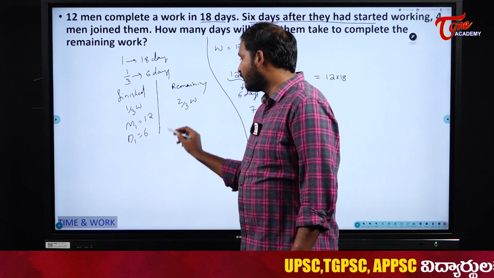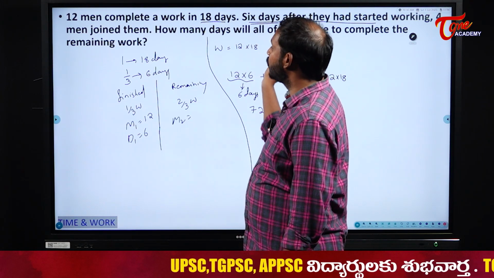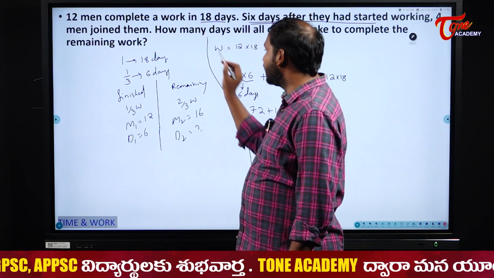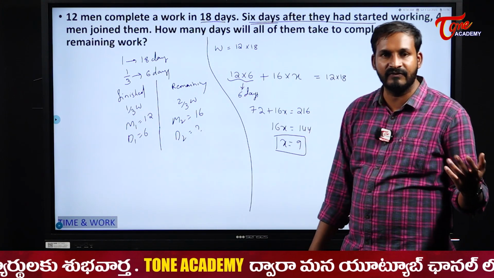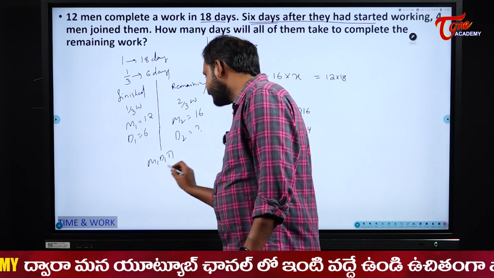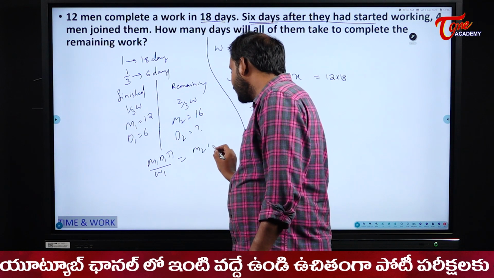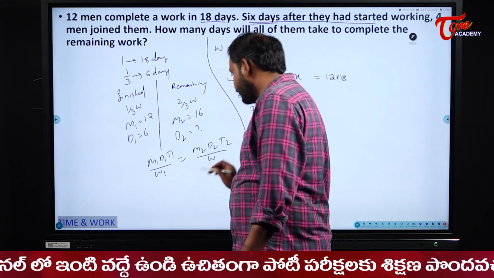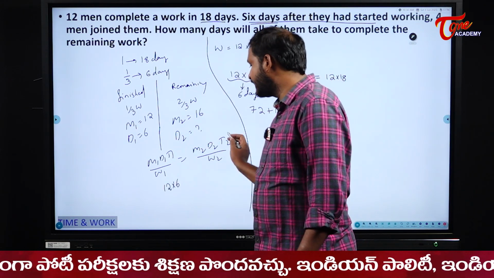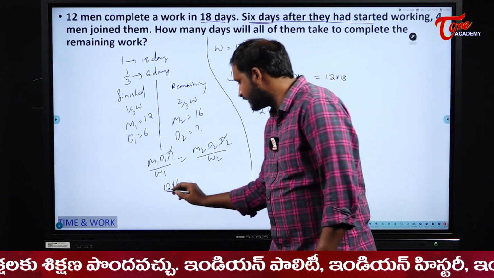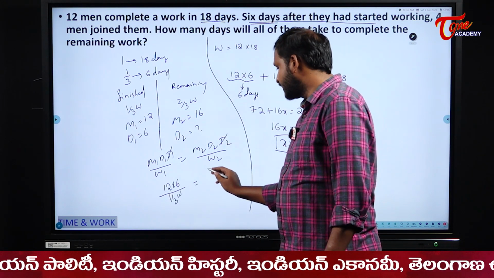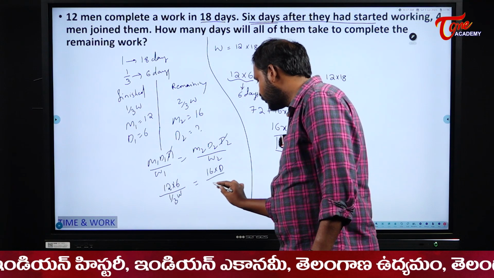What is M2 in this case? Tell me, students. Now 4 more men joined them, right? So the new M2 will become 16, and days we don't know. Here they are not speaking about the time, so we will consider both are working for the same time. So the formula is M1 D1 T1 by W1 equals M2 D2 T2 by W2. M1 is 12, D1 is 6, and T is the same on both sides, so I can cancel it directly. W1 is 1 by 3 W, which equals 16 into the unknown days by 2 by 3 W.